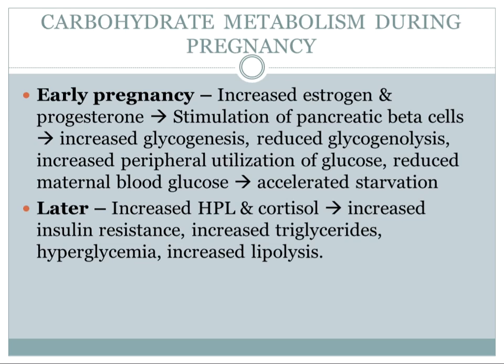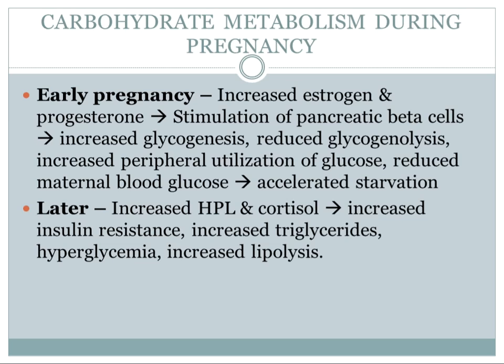So, because of the stimulation of the pancreatic cells and more insulin production, what is happening in earlier weeks is there is increased glycogenesis. That means formation of glycogen in the liver and other organs. Reduced glycogenolysis. Glycogenolysis is where glycogen is converted into glucose and released into the blood. That is reduced. And there is increased peripheral utilization of glucose. So the overall effect is there is reduced maternal blood glucose.